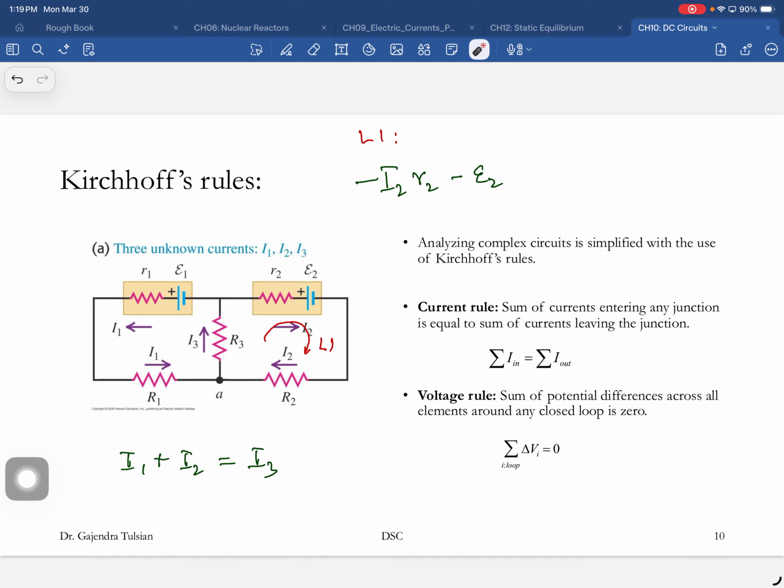Then the next element you're going through, again, you're going against the current. The current is flowing like that. Plus I1 little r1. And then you're going from high to low voltage, so it's minus E1. And then you're going against the current, plus I3R3. That should add up to 0.